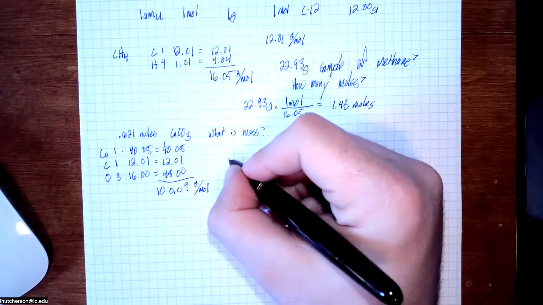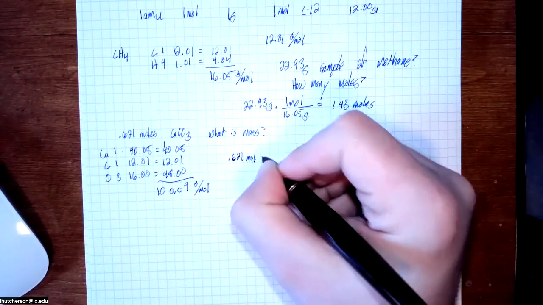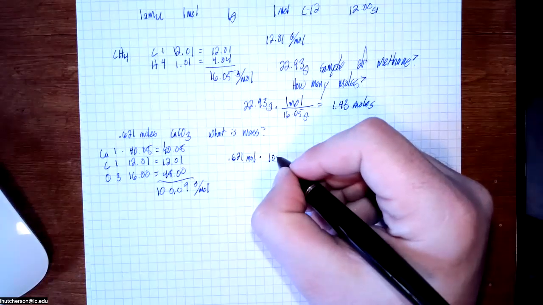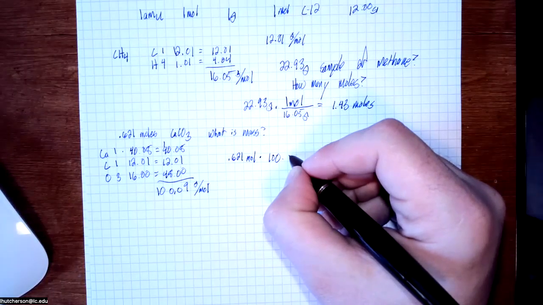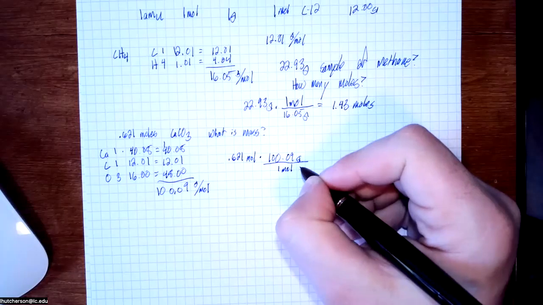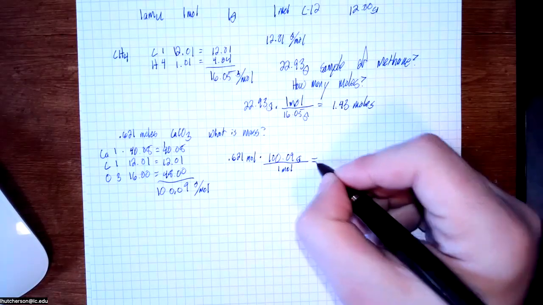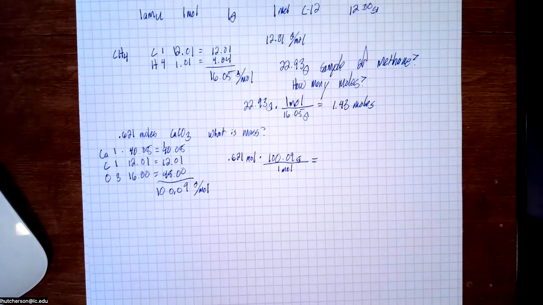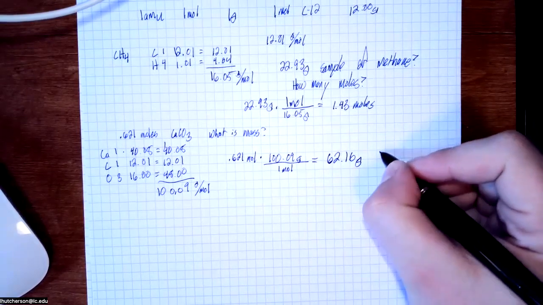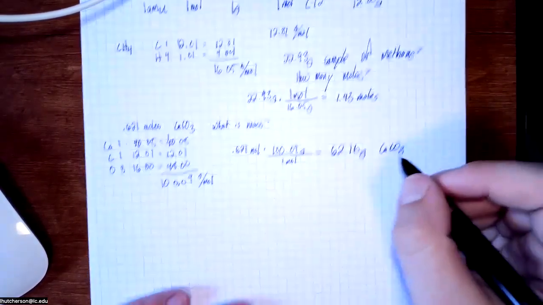Right. I have 0.621 moles times 100.09 grams per 1 mole. And I multiply this, I get 62.16 grams of calcium carbonate. Right.